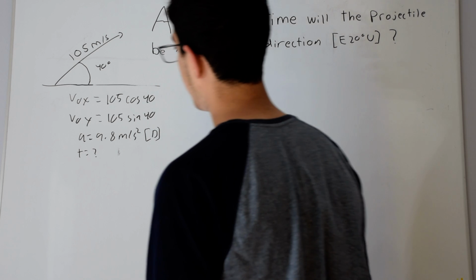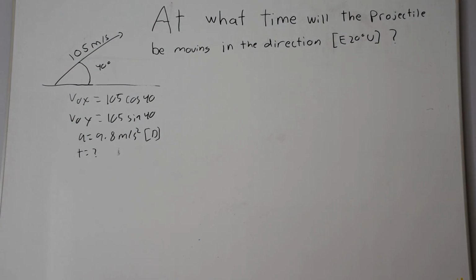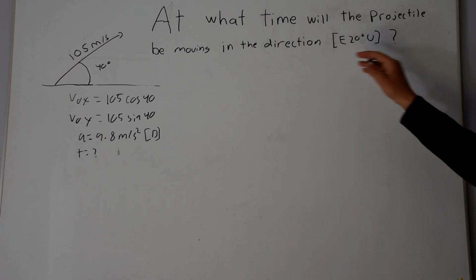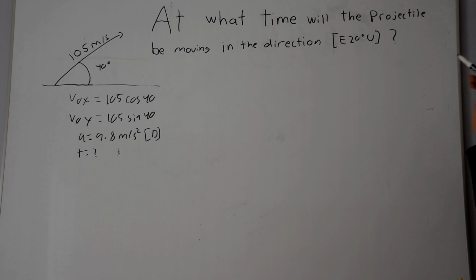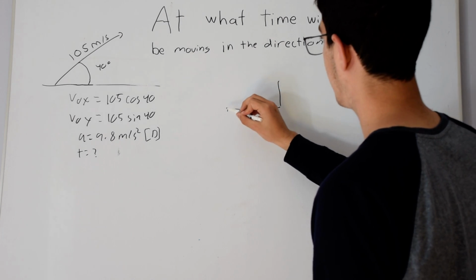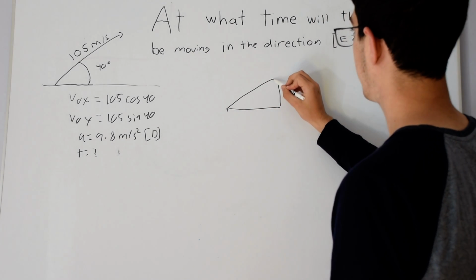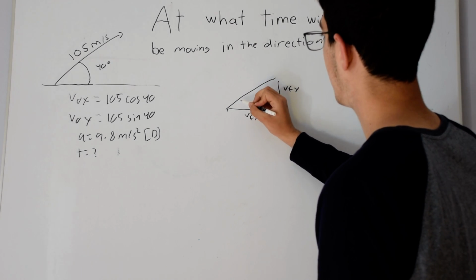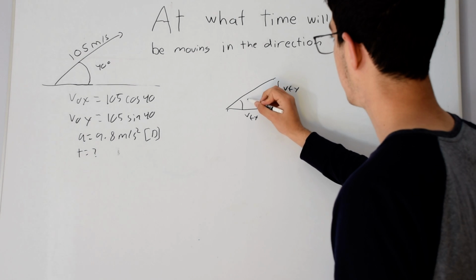But this isn't quite enough information to solve the question, because first of all, there's no equation that combines these four things. And also, we're not using what the question has given, which is that at the end, its angle is going to be east 20 degrees upwards. So let's try to use that information to gain another piece of information about the object. We can draw its velocity at the end, and these are the components of the velocity, v final y and v final x.